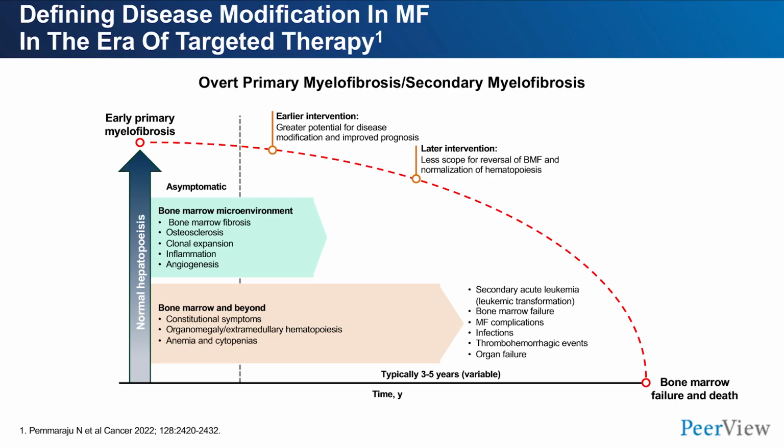The other things we see are clonal expansion of hematopoietic stem and progenitor cells, these mutated clones, and we also see a lot of inflammation in the bone marrow. That inflammatory cytokine signaling begets disease progression and clonal evolution, as Claire alluded to, and then we see neoangiogenesis in the bone marrow.